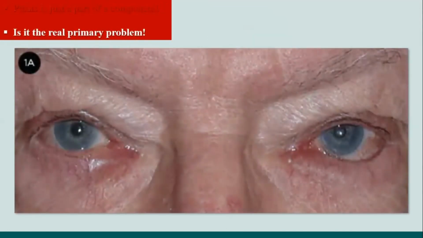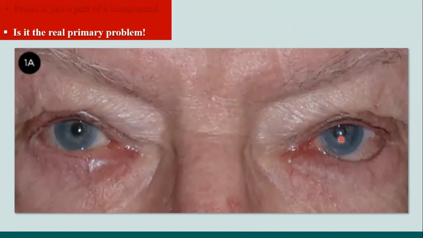Second thing, sometimes you may get in the clinical station a very old patient. So what do you expect in old age? A lot of involutional changes, like redundancy, dermatochalasis, ptosis. Involutional ptosis is part of involutional changes.